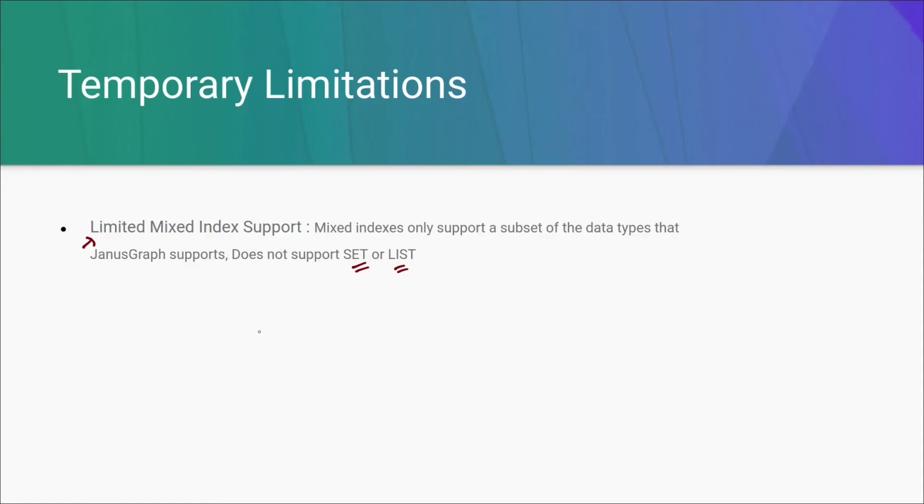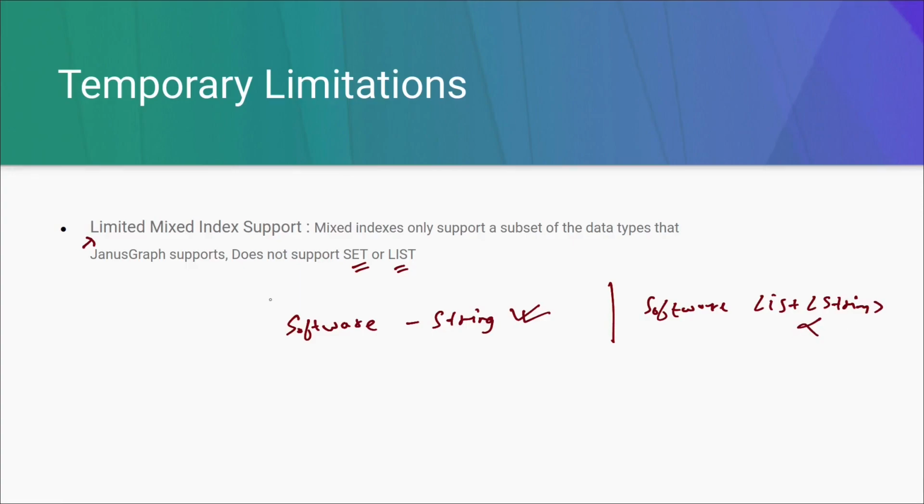That is, if we define a column or a property key named software with a data type of string, we can create a mixed index on this. But if we try to create a mixed index on a column software having a data type list of string, we cannot do so. So these were the limitations that we have in JanusGraph as of now.